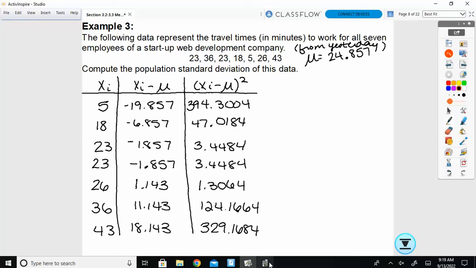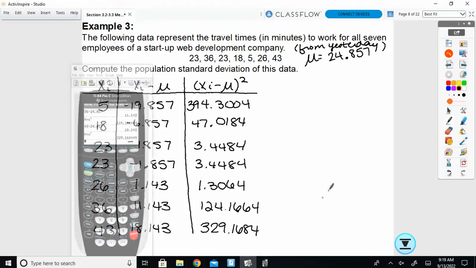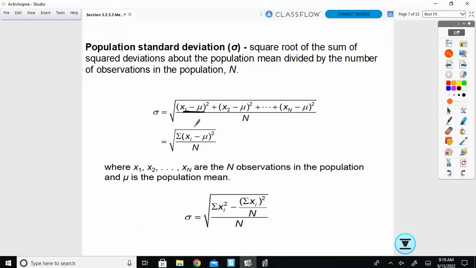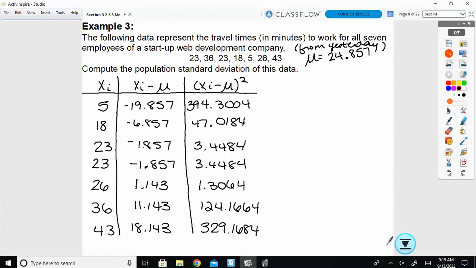Everybody get all this? So now, we have to do the next step in the formula. This symbol means sum. So what we're going to do is add up all of these values in that final column. So add those up.